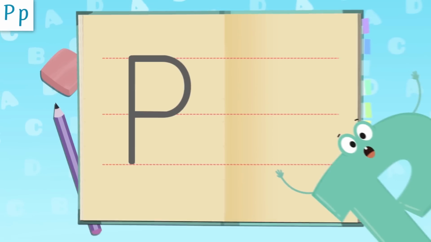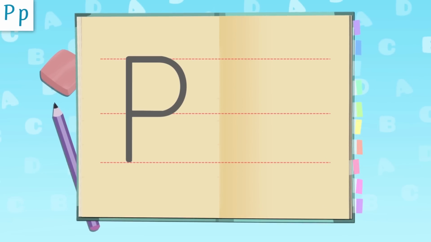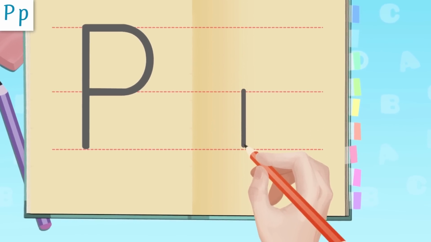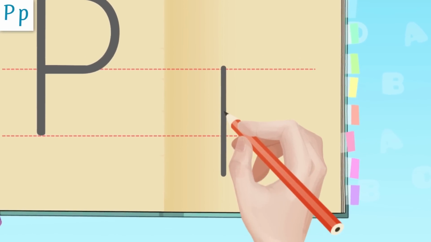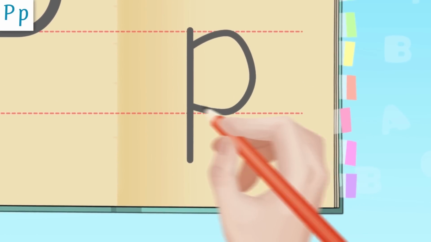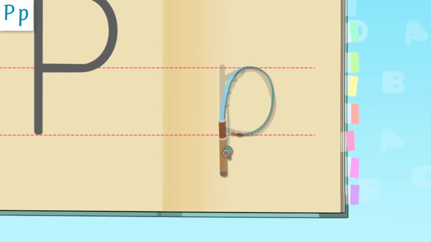Now let's try the smaller caps. It's the same, but smaller. We start up here and go downwards. Now up, and we go to the top and draw a curve on the right. Pretty nice! Oh, it looks like a fishing rod!